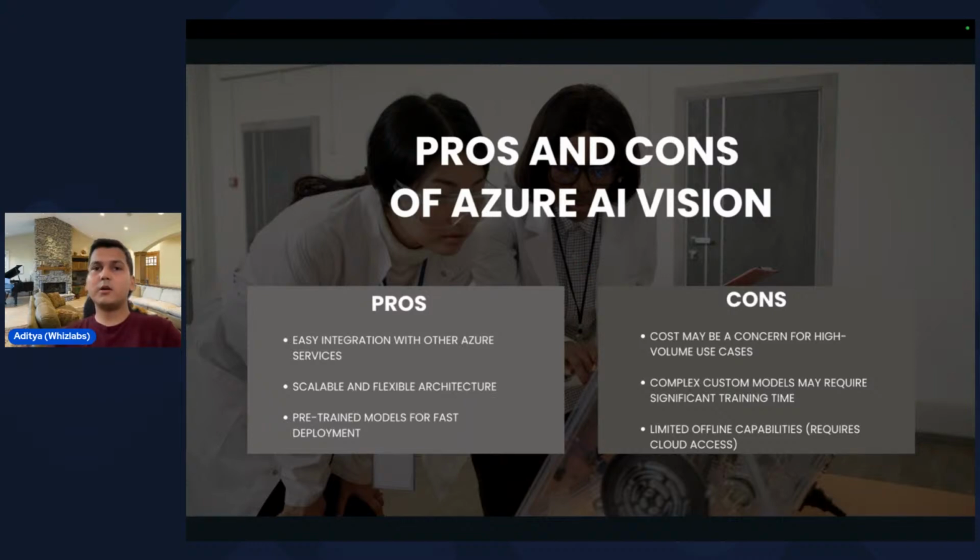I'll be showing you even the smallest model takes a minimum of 15 to 20 minutes, or 30 minutes, or maybe 1 hour also, to train a model, right? So if you have complex custom models, then it is going to take some time to train that. Okay, and it has limited offline capabilities. You need cloud access if you are using Azure AI Vision, right?